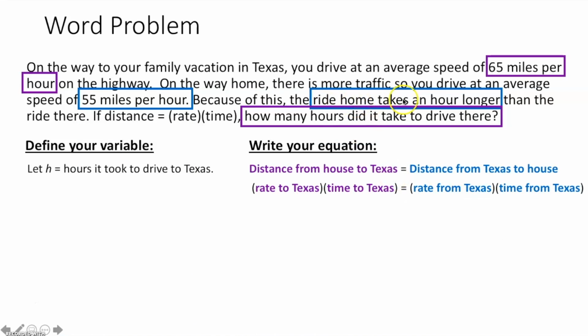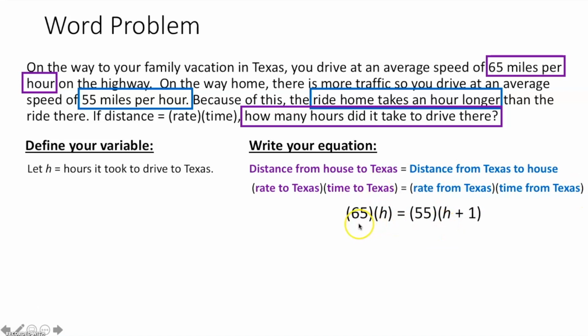And then the ride home takes an hour longer. The time to Texas, we defined as h. So that is going to go here. And then since we just saw that the ride home takes an hour longer, here, the time from Texas, we do h plus 1. Now we have our equation, so what we're going to do is we're going to simplify, move, solve.